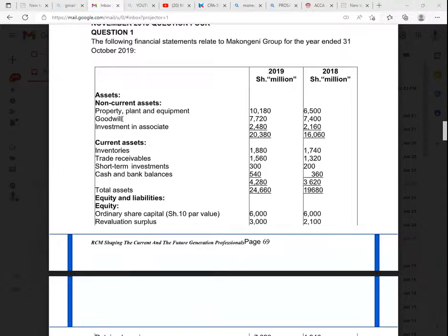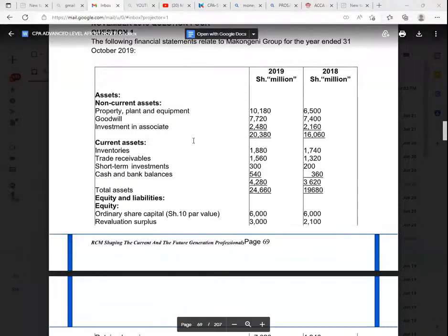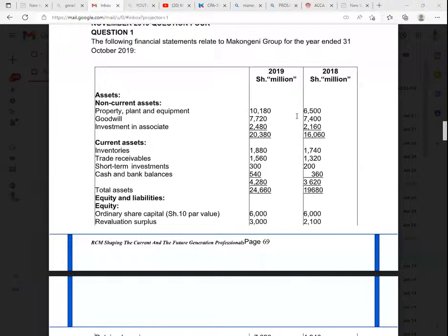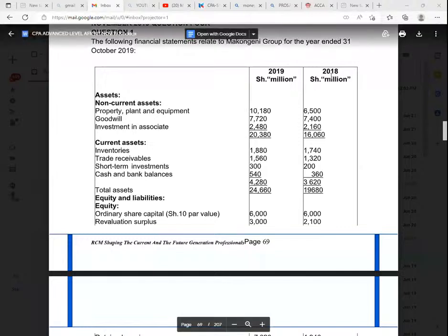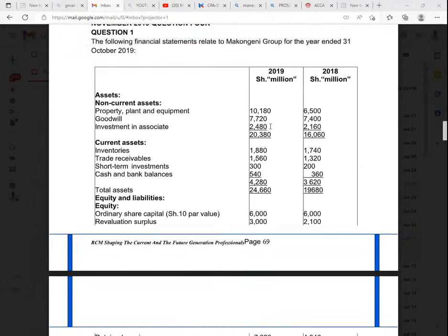Again, you'll get students confusing. The opening balance of goodwill is how much? 7,400. Yes, you're right. It is for the first year. The oldest year given here is 2018. So this is the opening balance, this is the closing balance. So you're right. It should be 7,400 is the opening minus 7,720. Thank you so much.